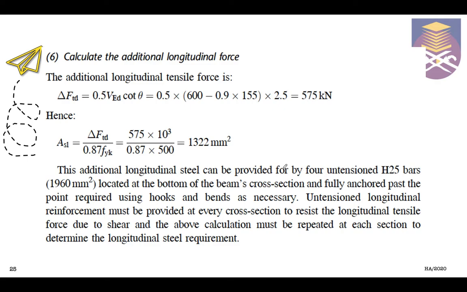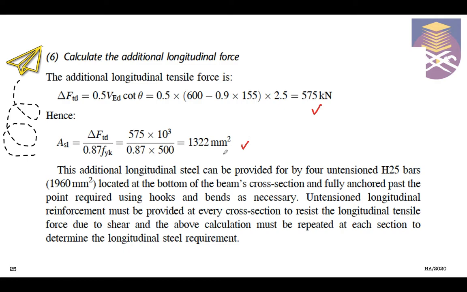Then calculate the additional longitudinal force. This is the last one. If we refer to the flow chart, it is at the very bottom. We are going to calculate the longitudinal tensile force by substituting all the values of VED and also the cotangent theta. So we will have 575, and from there we can calculate the value of ASL.